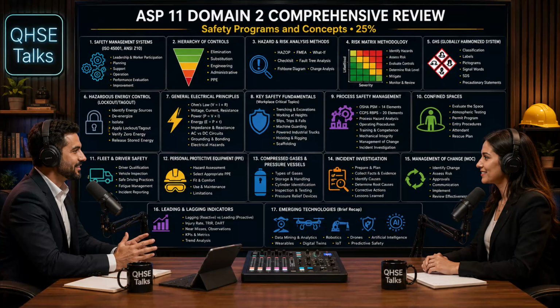Absolutely. Which ties right into part one, confined spaces, because a confined space is the ultimate unforgiving environment. It really is. A confined space is large enough to enter, has limited means of entry or exit, and is not designed for continuous human occupancy.